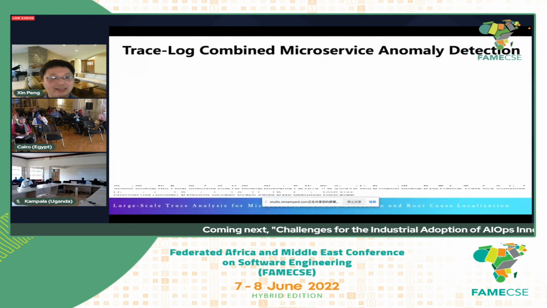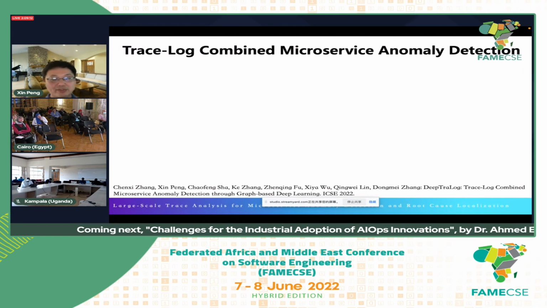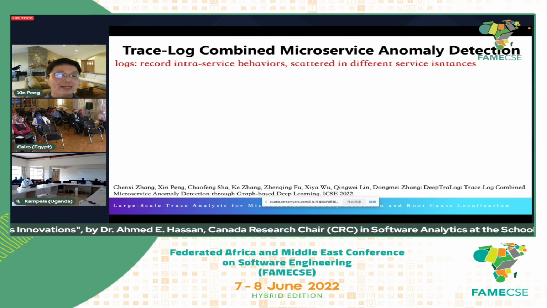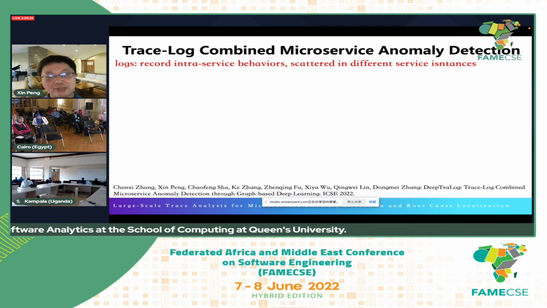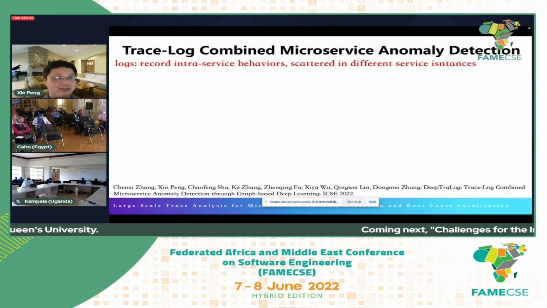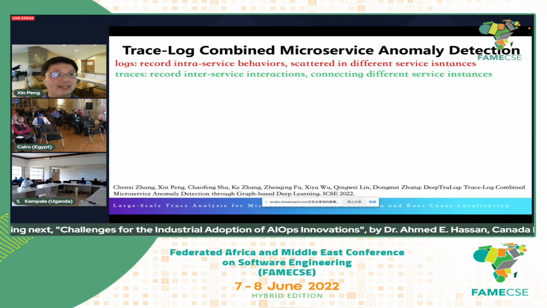So the third work is a joint work with Microsoft Research Asia. This work is a trace-log combined microservice anomaly detection work. Because, as I mentioned just now, logs record the intra-service behaviors, but they are scattered in different service instances, because each service instance records its own logs locally. So the logs of a microservice system are scattered in different service instances. And the traces record the inter-service interactions. They can connect different service instances.